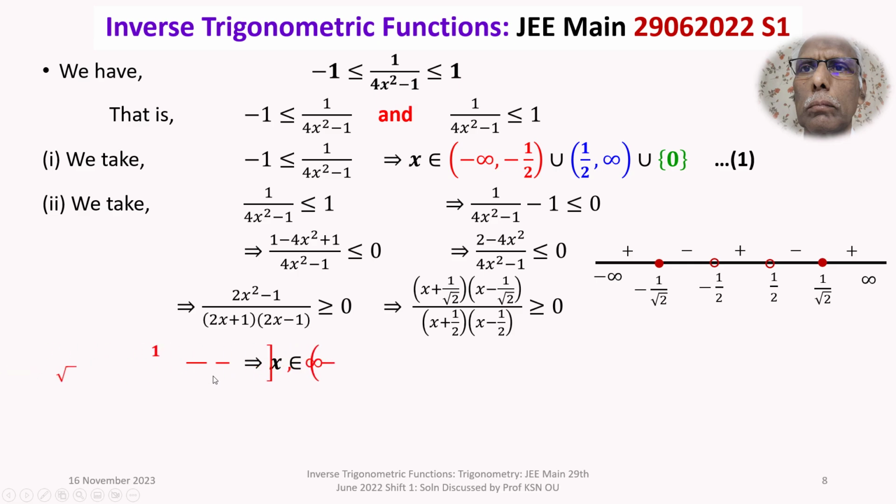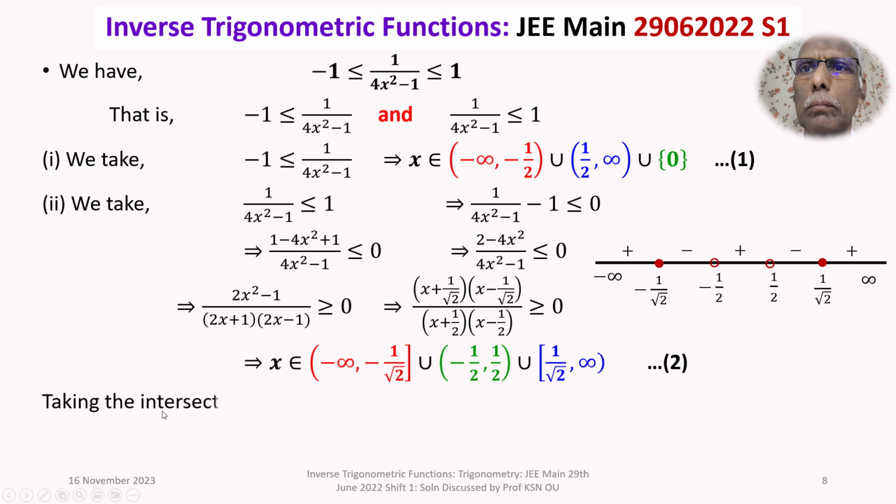So that will be x belongs to minus infinity to minus 1 by root 2, this one, and the union, the open interval minus 1 by 2 to plus 1 by 2, union 1 by root 2 to infinity, closed at 1 by root 2 end. This is the second one. Then you have to consider the end. End means the intersection of these two. The intersection of these two will be the domain. So, taking the intersection of 1 and 2, we get the required domain.